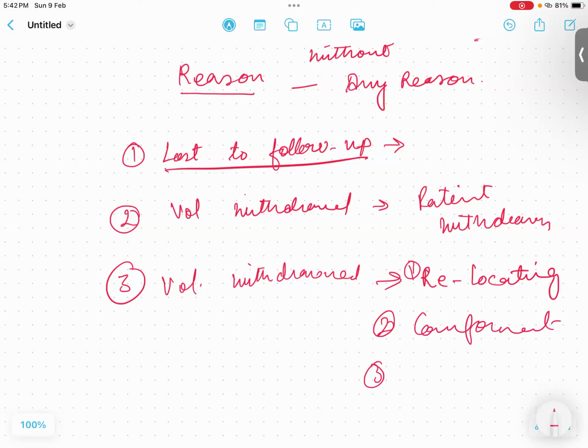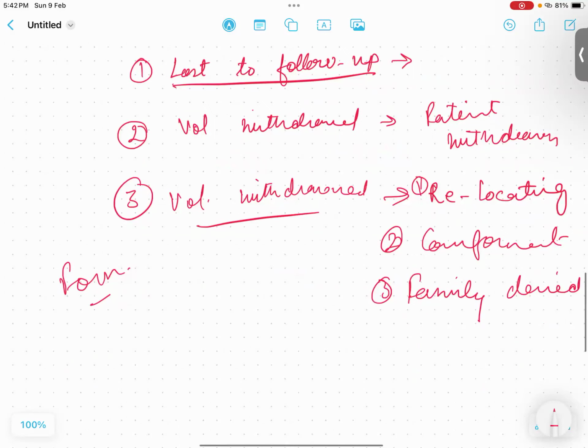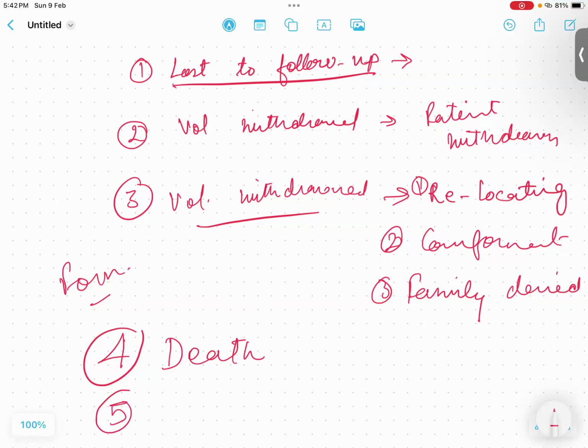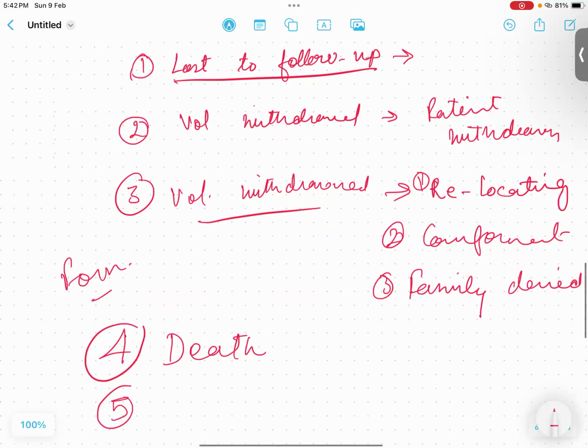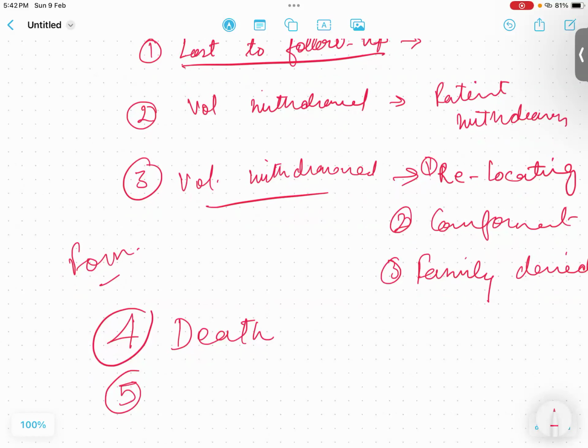They even say my family denied. Anything they say. When a patient withdraws, you have to fill a form. So you select any of these reasons. There is another reason for patient discontinuation, that is death. There is another reason as well for a patient discontinuation. What can that be? Your SAE or AEs.